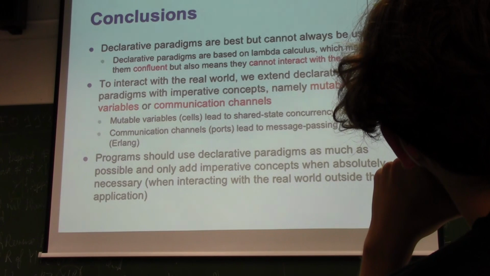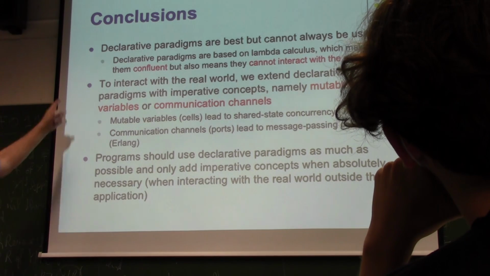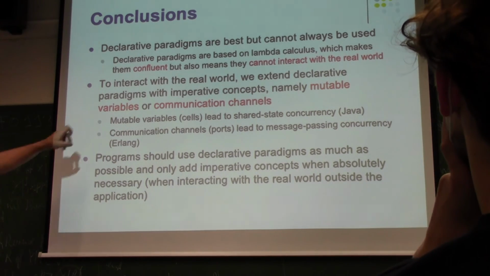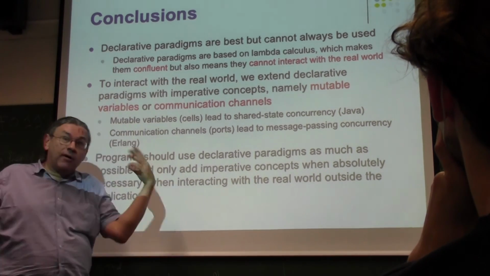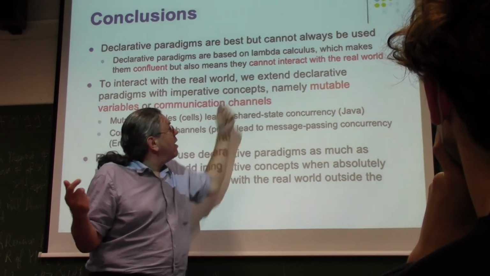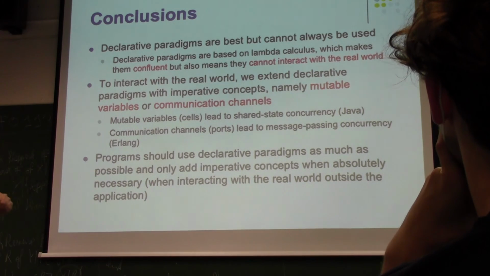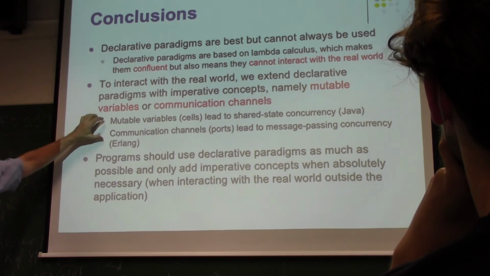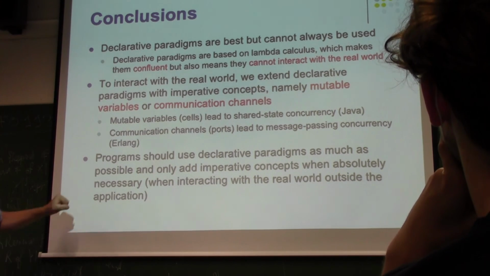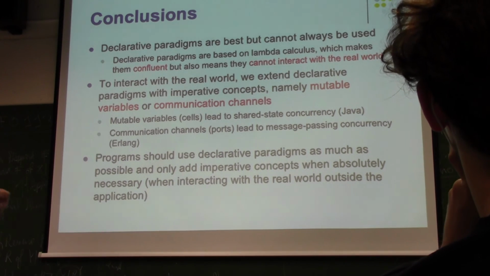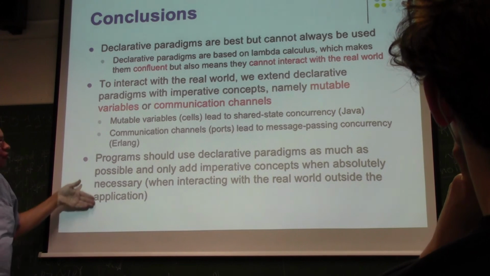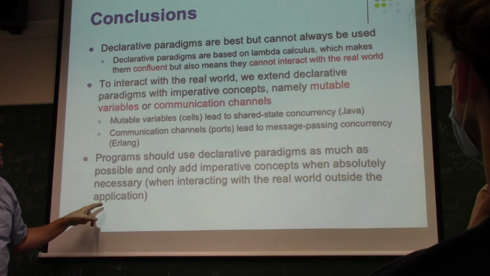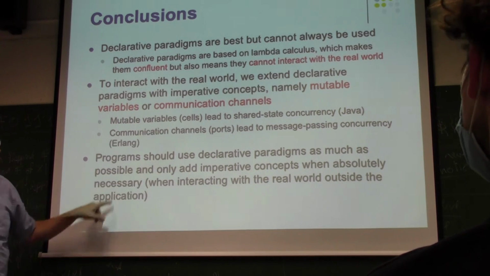So now we're done for today. So declarative paradigms are best. They cannot always be used. So they have power, confluence, but the power comes with a sacrifice. They cannot interact with the real world. So in order to do the interaction, you have to add imperative concepts. So the two common ones are cells and ports. So basically Java and Erlang. And the lesson is you should use declarative as much as possible and add imperative only when you really need it. And usually there's only a few cases.